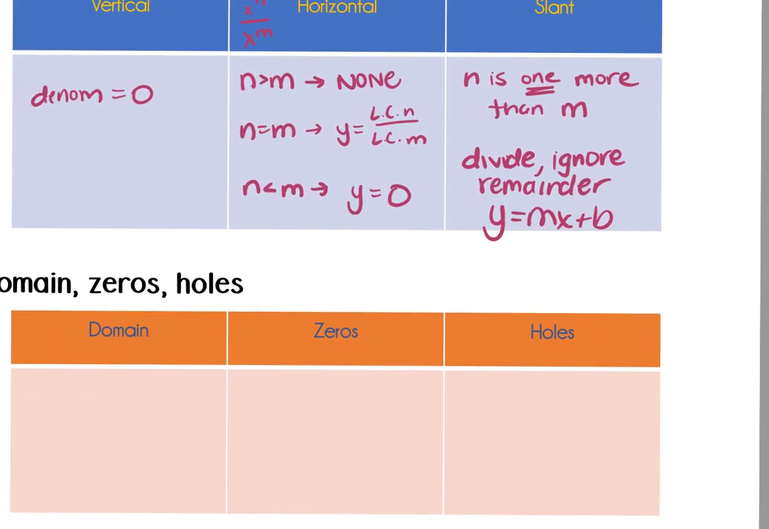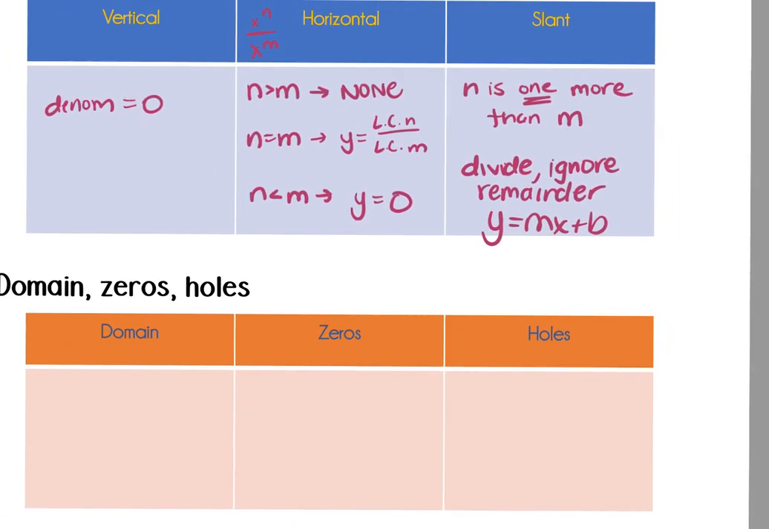Okay. How do I find domain? Check for restrictions. How do you do that? On the denominator. Good. Set denominator not equal to 0. And that comes before any canceling out of holes, right? So this is the very first thing I would do: factor, then find domain. Then by order, I would go to holes before I do anything else, okay?